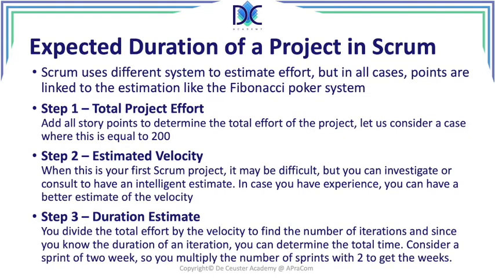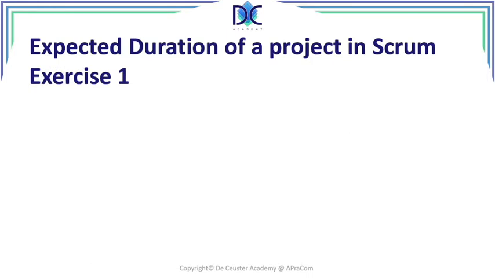Step 3, we do the duration estimate. You divide the total effort by the velocity to find the number of iterations. Since you know the duration of the iteration, you can determine the total time. For example, with a sprint of 2 weeks, you multiply the number of iterations or sprints by 2 to get the number of weeks. Let's put this in an exercise.